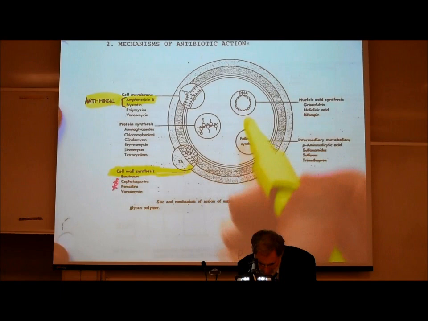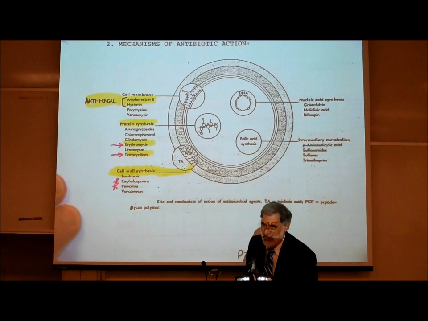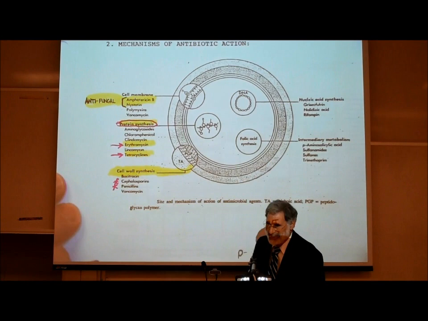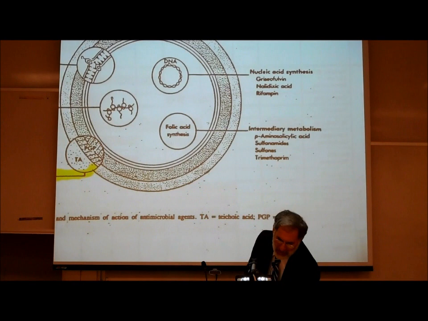Antibiotics that interfere with protein synthesis include erythromycin and tetracyclines. So erythromycin and tetracycline are important antibiotics, and the way they work is they interfere with bacterial protein synthesis. Now remember, they're only bacteriostatic, not bactericidal. Two others.